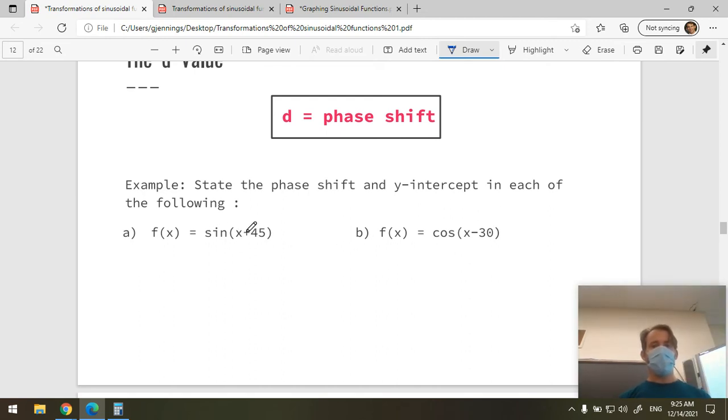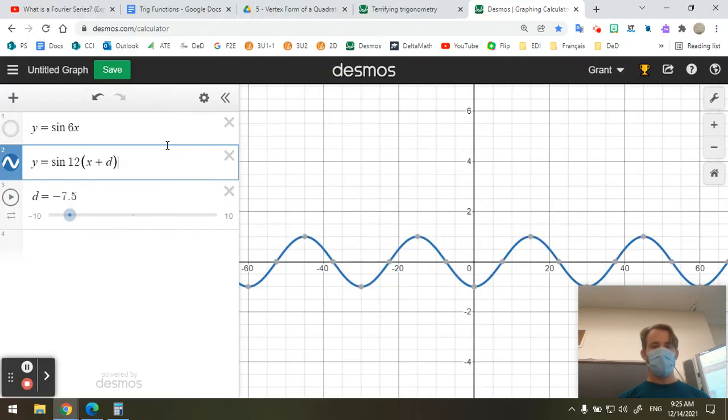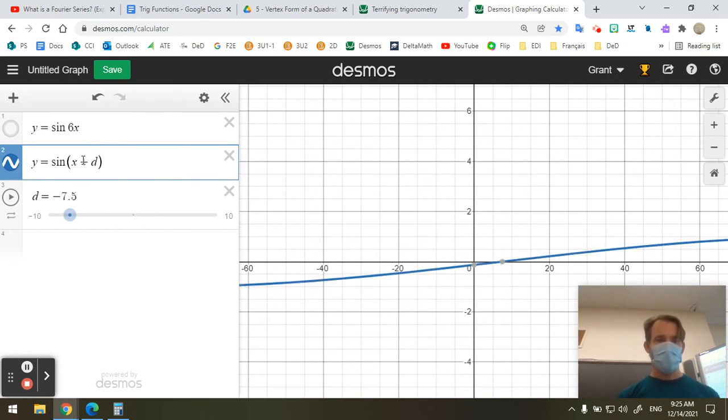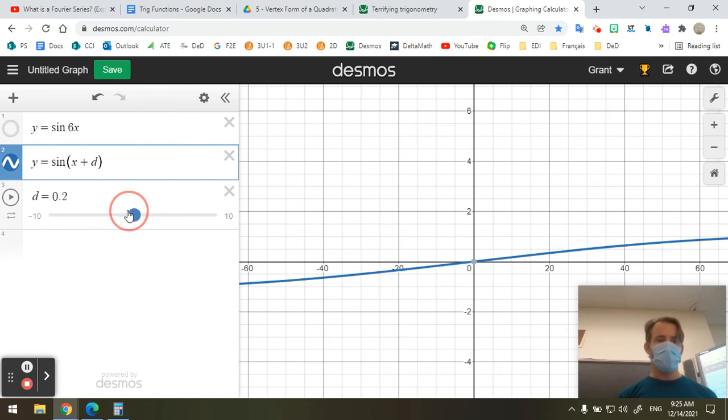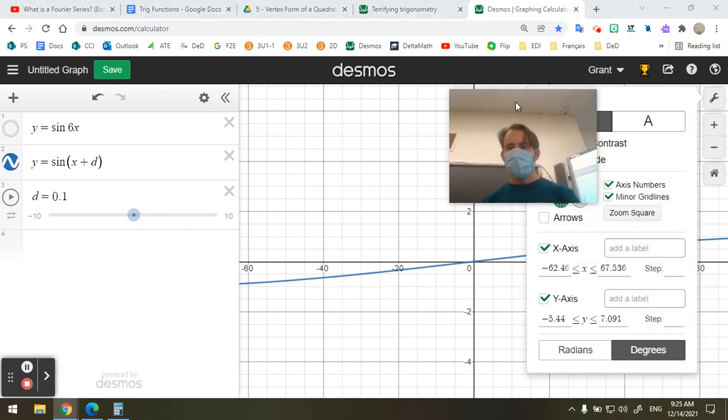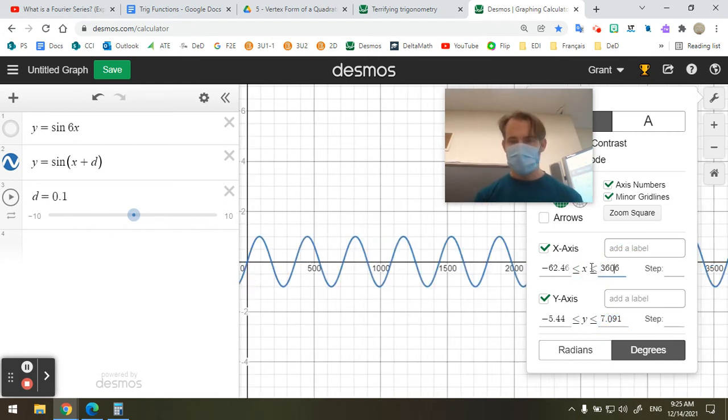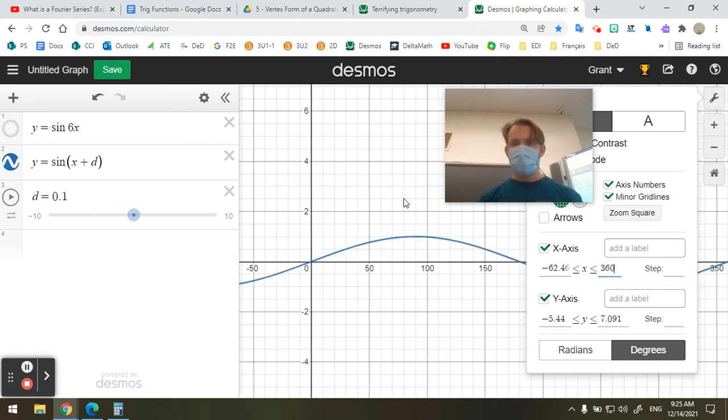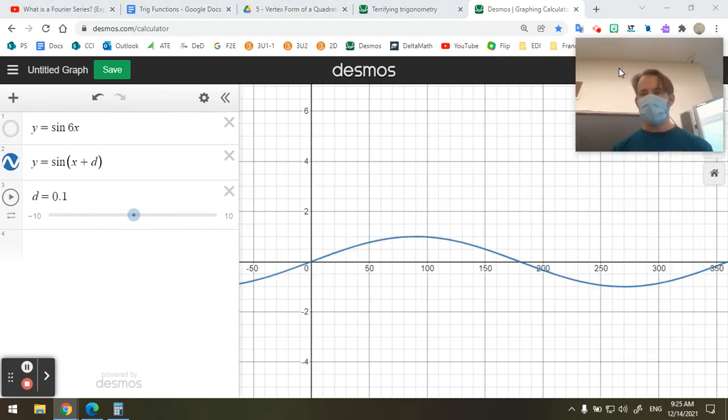So here, if we said sine x plus 45, let's take a look at our vanilla sine graph. I'll get this to just be vanilla sine here, and we'll have D be 0 to start. And I'm going to change the scale so I can see the full period. Changing the scale is the same thing as doing a K transformation to your picture. It's a useful thing to remember. 360, so there is one full cycle of sine.